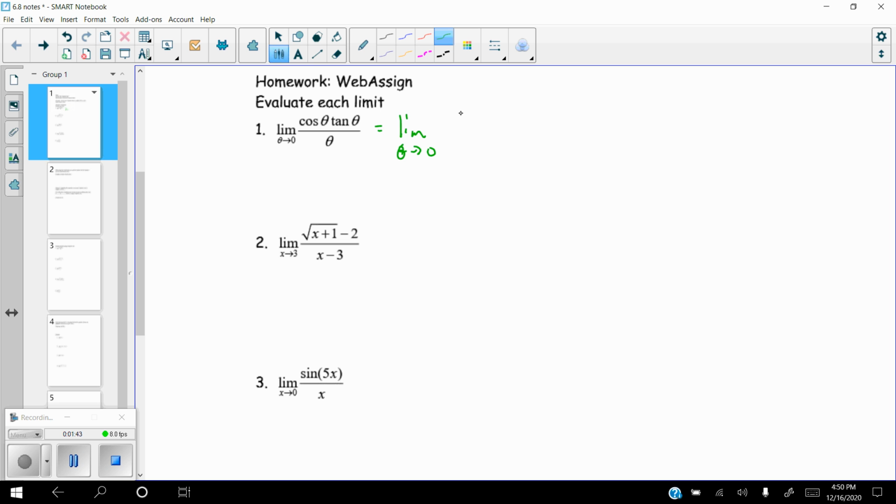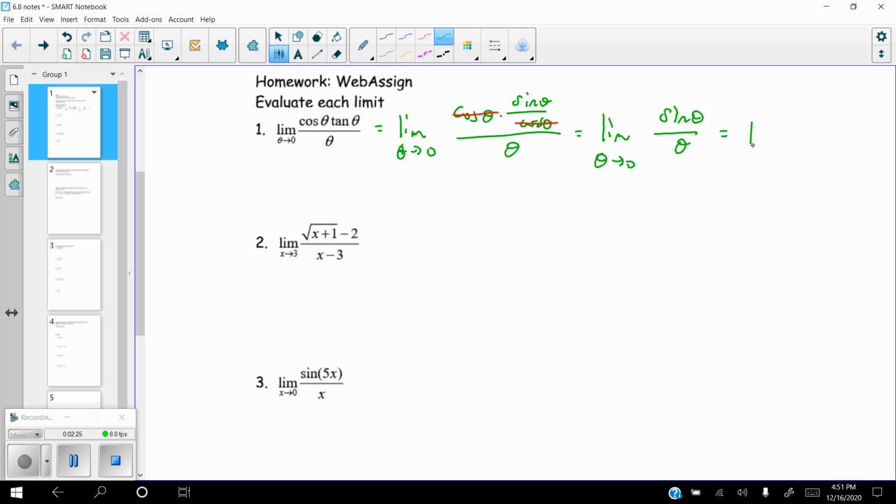as theta approaches 0 of cosine of theta times, now we can rewrite tangent as sine of theta over cosine of theta, all divided by theta. The nice thing there is that the cosines go away. And now we're left with the limit as theta approaches 0 of sine of theta over theta. Now, this is one of those special ones that I told you guys you just had to know for right now. L'Hôpital's rule will make this much easier to deal with. But for right now, if you recall, that is a special limit, and the limit of that one was 1.